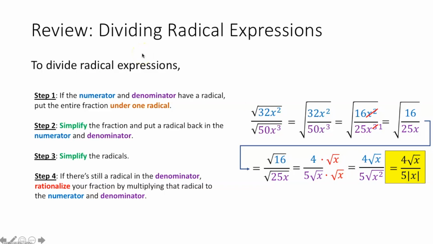Dividing radical expressions. So to divide radical expressions, if the numerator and denominator have a radical, you put the whole thing under one radical, just like this. Then you simplify that fraction. Once your fraction is completely simplified, then you put the square root back in the numerator and denominator and take the square roots. Lastly, if there is a radical still in the denominator after you simplify, you need to rationalize your denominator. So you multiply the numerator and denominator by that radical. And that's only if this is a monomial. If it's a binomial, we'll get to that later on, you use the conjugate.